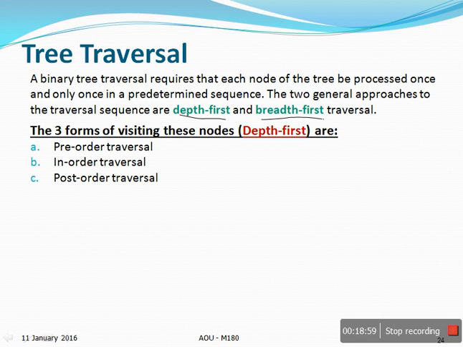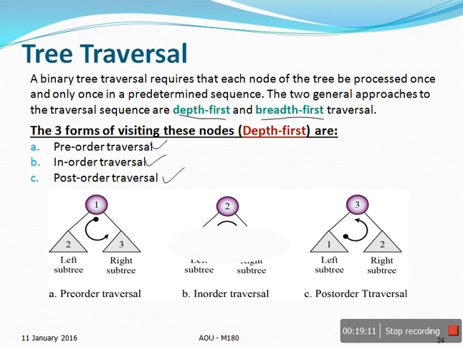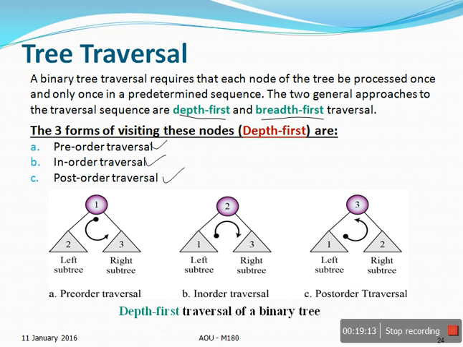In the depth first search there are 3 different forms to visit the nodes in DFS: depth first traversal, that is pre-order, in-order and post-order traversal. Now let us look into them one by one. How are we going to traverse the nodes in pre-order? In pre-order we start from the root node. First we process the root node, then we move to the left node and then the right node, so that we process all the nodes.